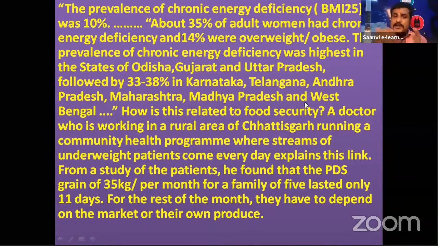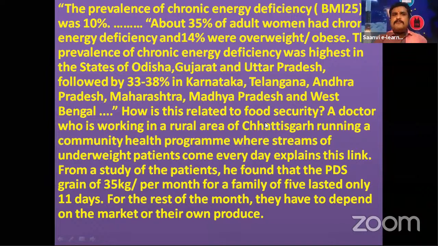That completes. After that, they should depend on other shops, especially wholesale or retail shops, for getting the food grains. There is also one more problem, their affordability. They have no sufficient amount with them to purchase from the outside shops. For the rest of the month they have to depend on the market.